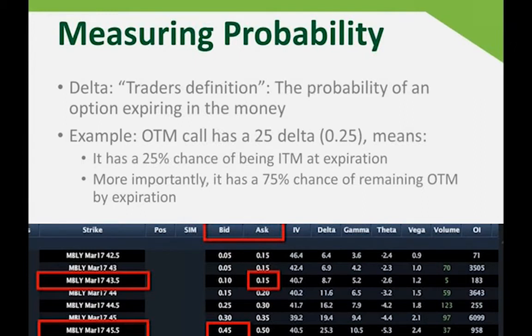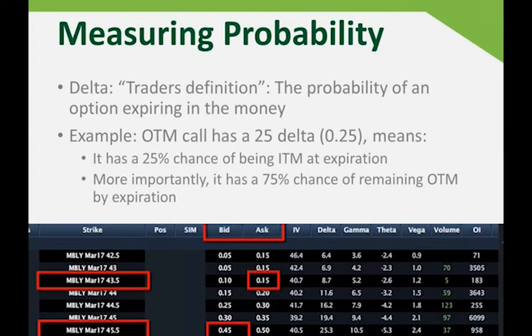Delta is thought of, it's not mathematically exact, but it's thought of as the probability of an option expiring in the money. So imagine an out of the money option, call or put, has a delta of 25. Well, actually, this one does have a delta of 25. This is a put, in this case, has a delta of 25. So by this definition, that means there's a 25% chance of this put expiring in the money.